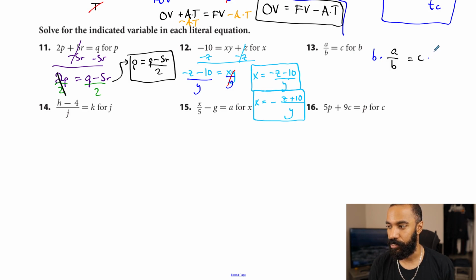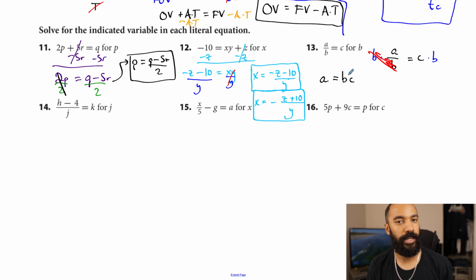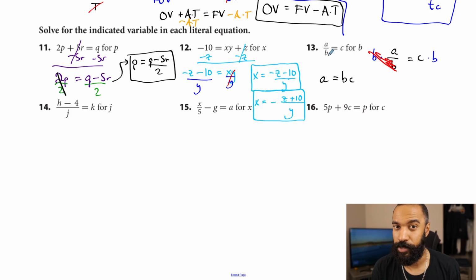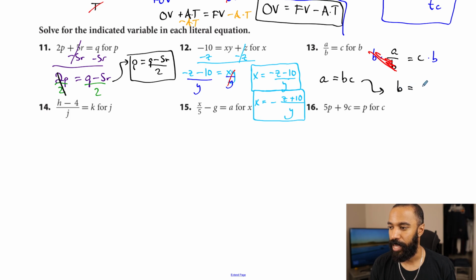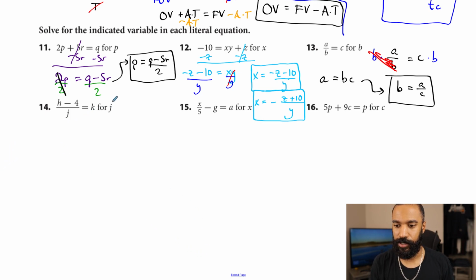Even though it cancels on one side, it exists now on the other side. So even though the B's are gone here, which is good, me no likey fraction, A equals C times B, or A equals B times C for alphabetical purposes. I now have it in the numerator right here. So there's B. Now I just got to get it by itself. It's multiplying with C. Divide both sides by C. This gets B equals A over C. Okay. There's our answer. There's our practice.